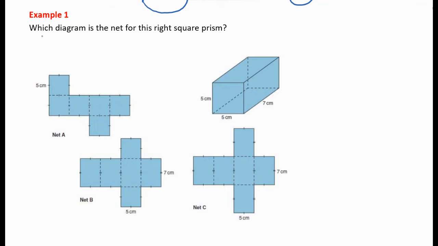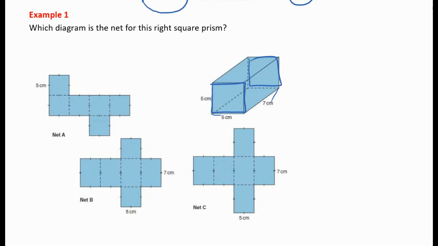Example 1. Which diagram is the net for this right square prism? It's a square prism because it has the same bottom and top. This is on its side, but it has the same bottom, a square bottom, and a square top. Okay? So we know the measurement from here to here is 5 centimeters, and from here to here, the height is 7 centimeters. Okay? So first, we have to look at the square bottom and the top.